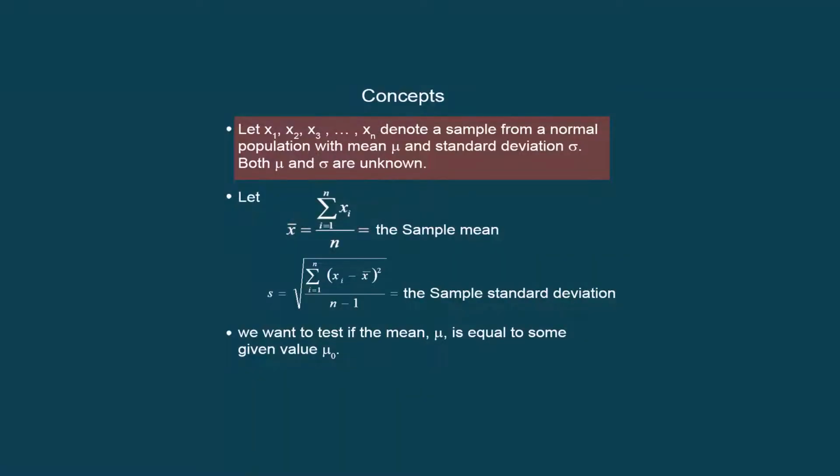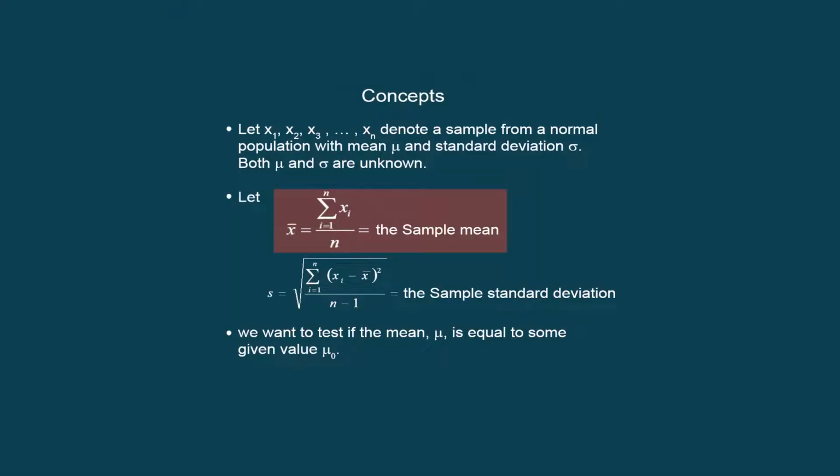Now we go for the case when the population mean and the population standard deviation are unknown. So whenever they are unknown, we have to estimate them from the sample observations. So this goes like this: let x1, x2 to xn be the sample observations from the population, where we have the population mean mu and the standard deviation sigma. Now these both, mu and sigma, are unknown.